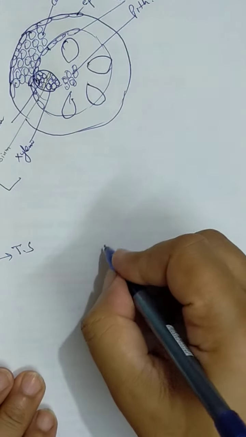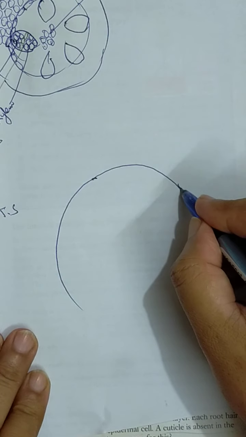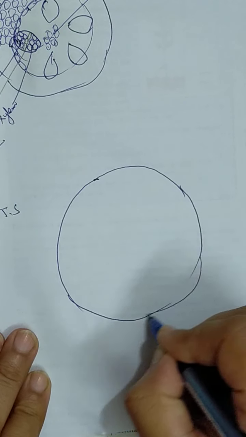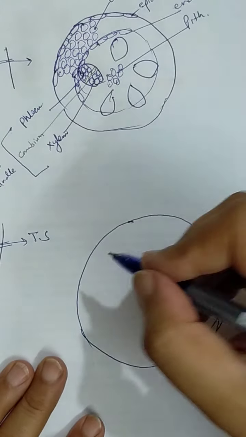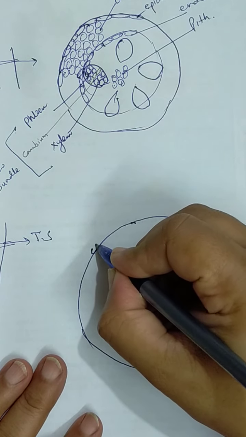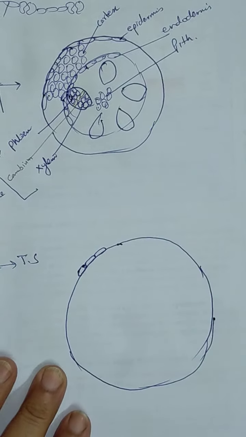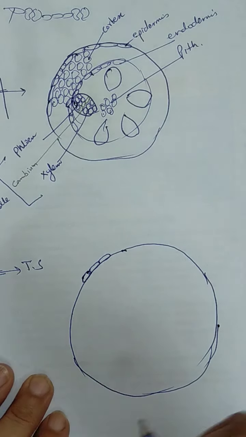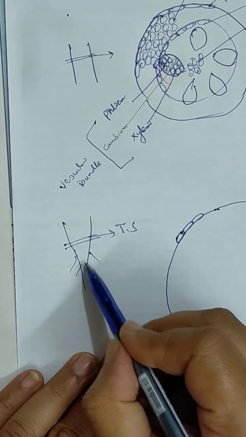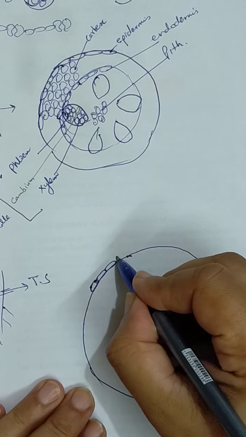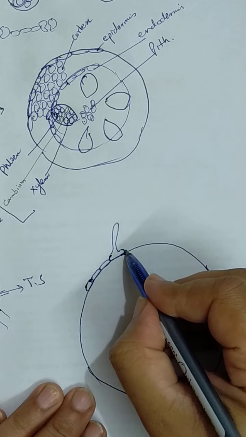In this transverse section, remember again I am making this as a root. The arrangement will again be different, but with nearly the same tissues. The outermost layer is called epidermis. Remember one thing, here is a little bit of difference: in the root, root hair cells are also present. These epidermal cells have outgrowths, and this outgrowth is basically the root hair cells.